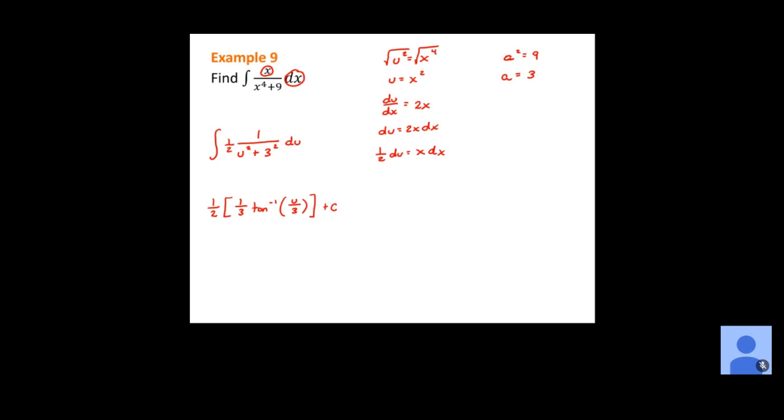And then finally, we can just multiply the 1/2 and the 1/3. That's going to give us 1 over 6 arctangent. And now I can plug my u value in. So that's going to be x squared over 3 and plus c. And so this would be our final answer now.